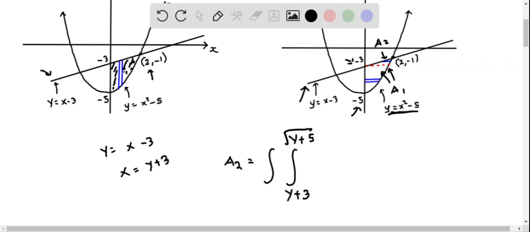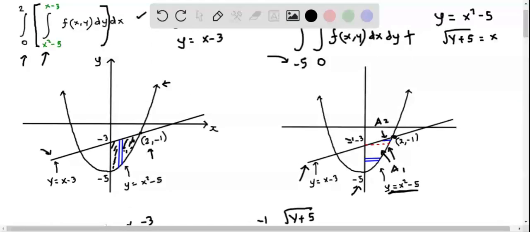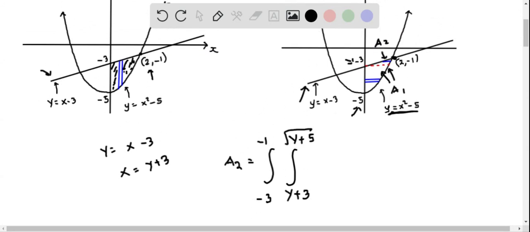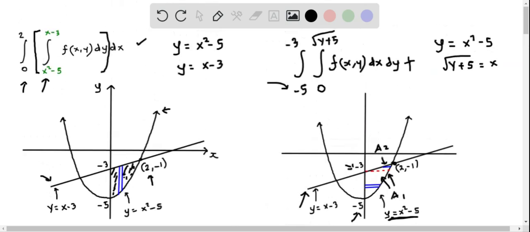This is the upper limit, and for the limits of y, we push this horizontal strip starting from y equals negative 3 to y equals negative 1, because this point is the point of intersection of the parabola and the line. Solving these two curves, we get y equals negative 1. That is, 2 comma negative 1 is the point of intersection. So therefore we move this horizontal strip from minus 3 to minus 1 to get the area, and we also put f of xy, and it should be dx dy. So we have to add these two areas to get the required area.